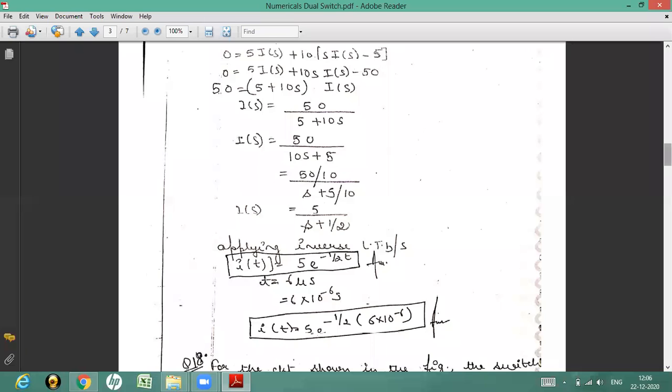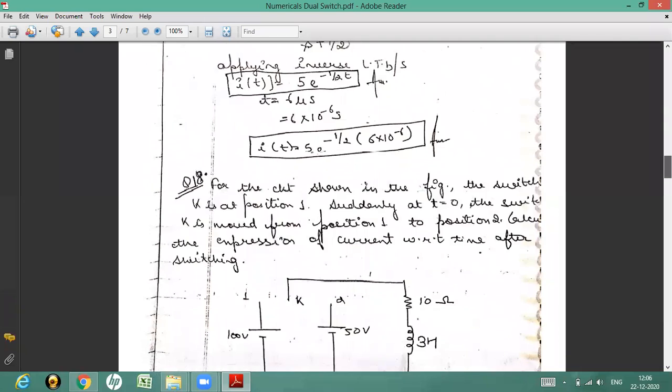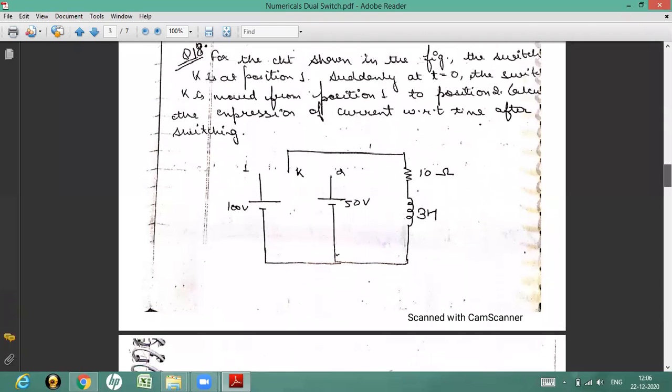So in the second numerical, you see, this is exactly the same numerical that we discussed previously, but the only difference is that instead of one battery, there are two batteries. One battery has a value of 100 volt, and the other has a value of 50 volt. Both these batteries are connected with a switch at positions 1 and 2. K is the switch, and we have a load of a 10 ohm resistor and a 3 Henry inductor.